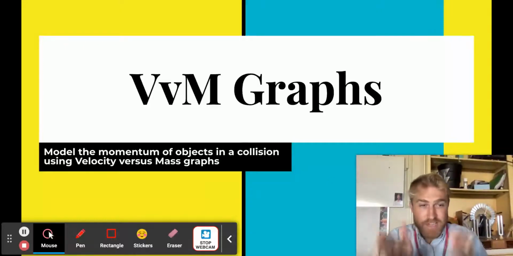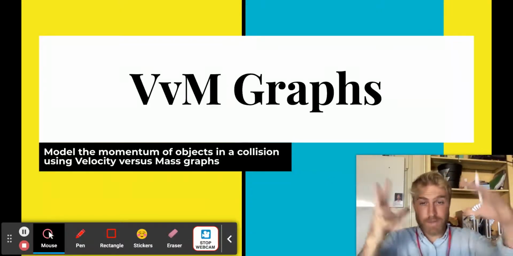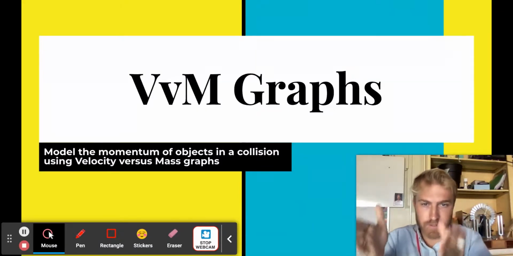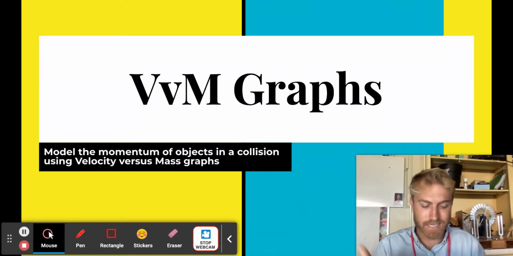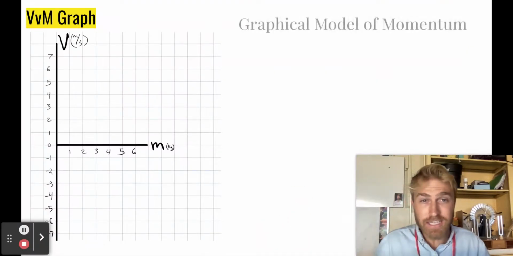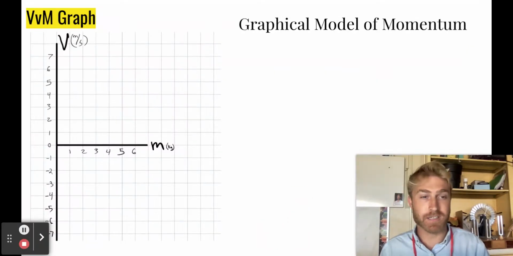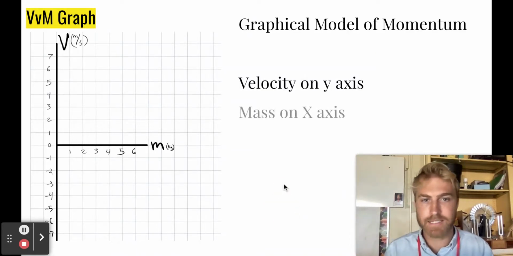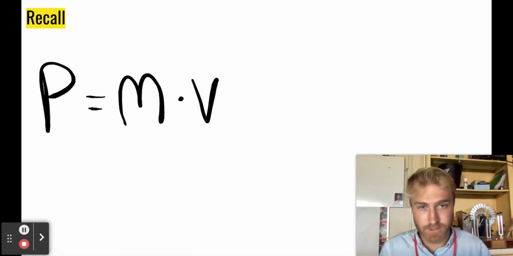All right, let's look at VvM graphs, where we model the momentum of objects in a collision using velocity versus mass graphs. Let's go. So a VvM graph is a graphical model of momentum. It's a way to visualize an object's momentum. We put velocity on the y-axis, mass on the x-axis, and that's all there really is to it.